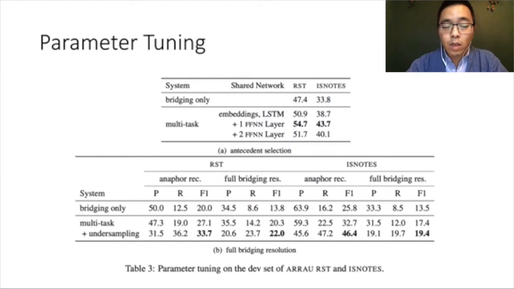The first thing we did was parameter tuning, to see how we should share the networks between coreference and bridging to achieve the best result. We first used our baseline system, trained only on bridging reference. We first evaluated the antecedent selection task, which means that we use gold bridging anaphors, and the task is only to detect the antecedent for the anaphor. For ISNotes, we have already achieved a reasonably good result, which is 47.4. And for ARRAU, because the corpus is smaller, we only achieved 33.8.